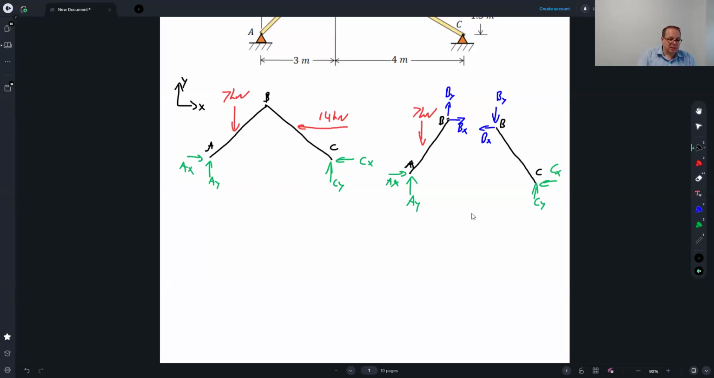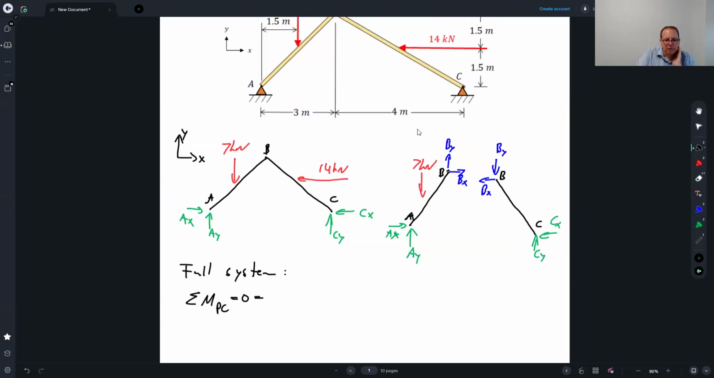So what I would suggest is that we go to the full system first and get as much as we can there, because I can get AY and CY just by doing the sum of moments. So let's say full system, and we'll do sum of forces, sum of moments. I'll change this to point C. Sum of moments around point C is equal to 0. Let's see what we get around point C.